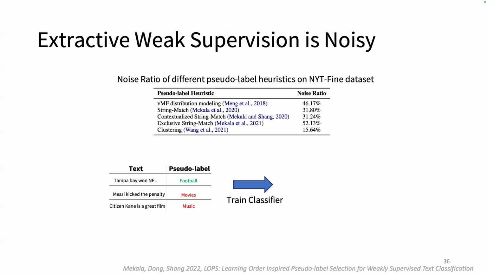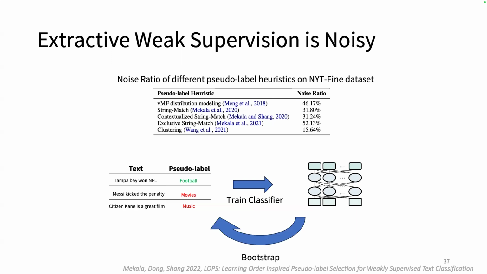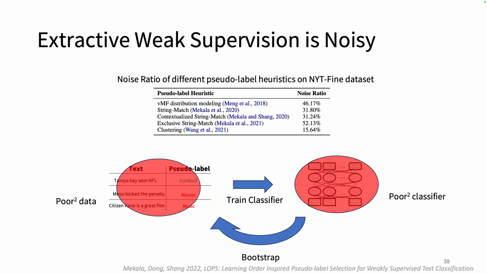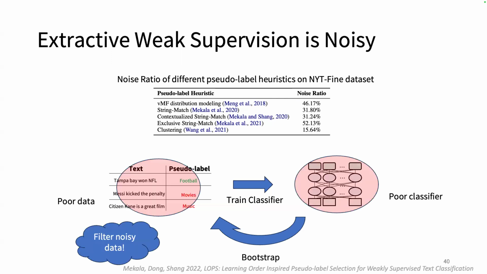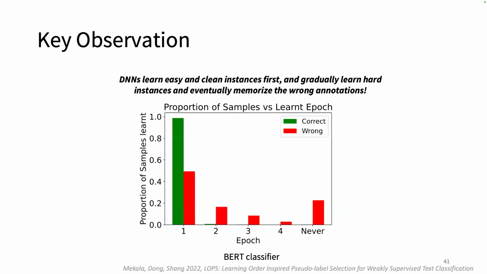Bootstrapping is something that is usually done in this space, where you consider the trained classifier's predictions as input and train another classifier in the next iteration. If you start with poor data, it leads to a poor classifier, which leads to much poorer data, and that leads to a much poorer classifier. This is a snowball effect which keeps bringing down the classifier quality. Therefore, the only way to fix this is filtering the noisy data in the beginning. In this paper, we aim to do that. We had an important observation while training neural networks, and this paper is based on this.